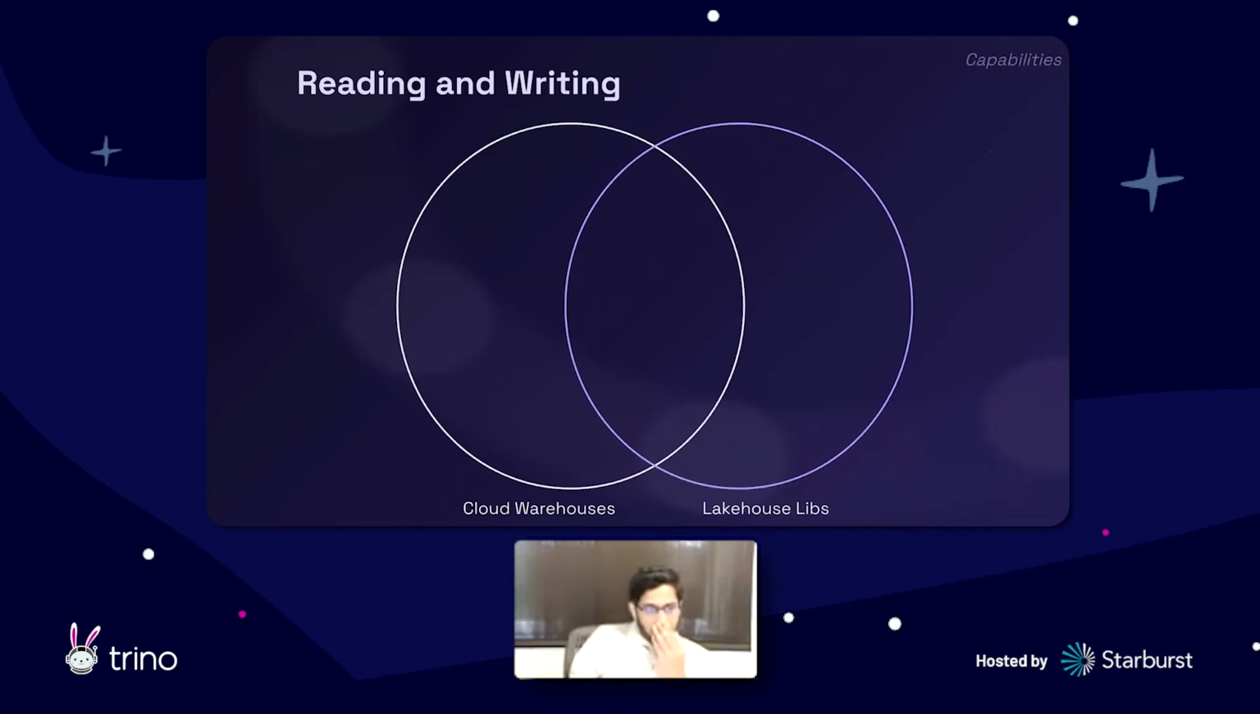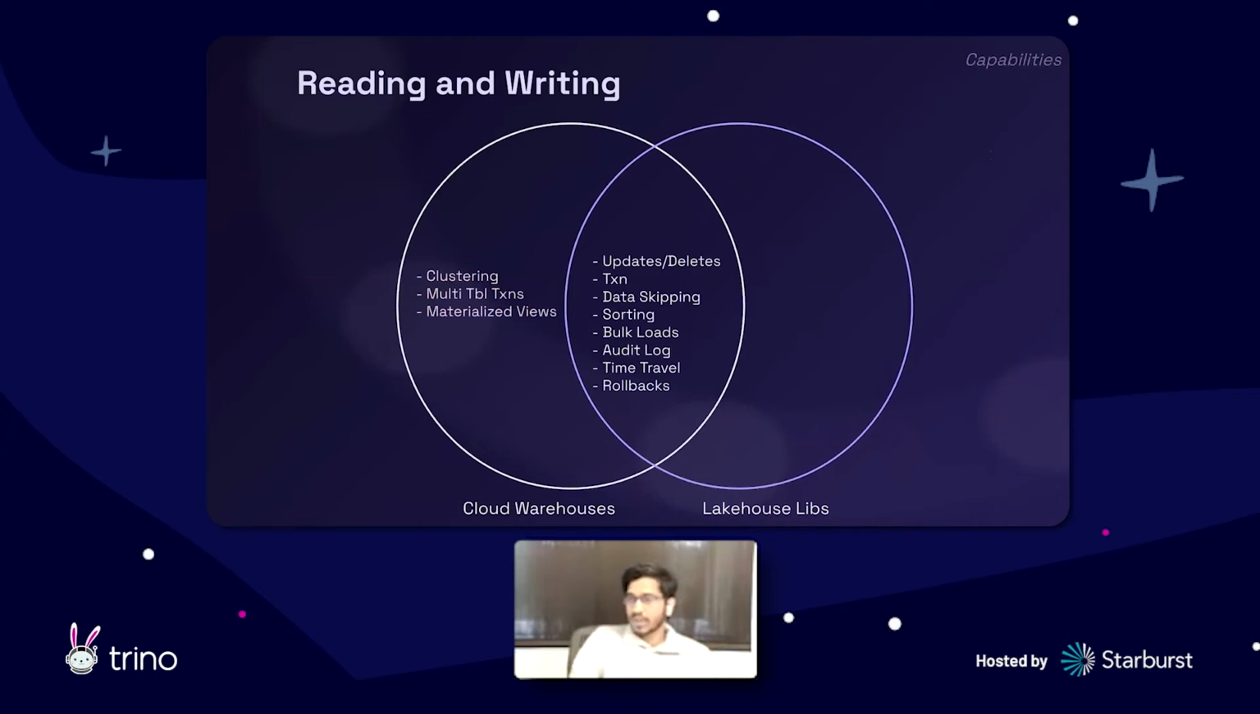So quickly moving on to core reading and writing capabilities, right? At this point, if you take all the Lakehouse libraries on one hand and compare them with managed cloud warehouses, because that's usually where the conversation is, updates, transactions, data skipping, sorting, all of these things are commonly supported by both sides. What you will find is cloud warehouses support more databasey concepts and implementations, like multi-table transactions and materialized views. While on the Lakehouse, you will find some specific features which are built for high-scale data on the lake.